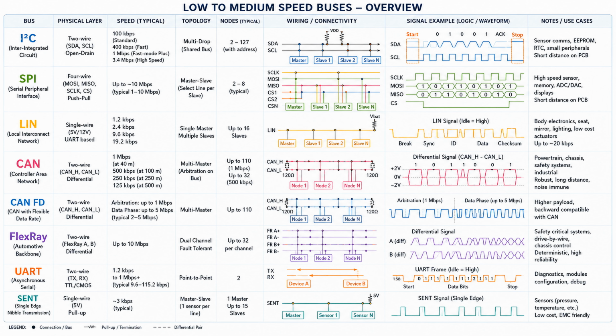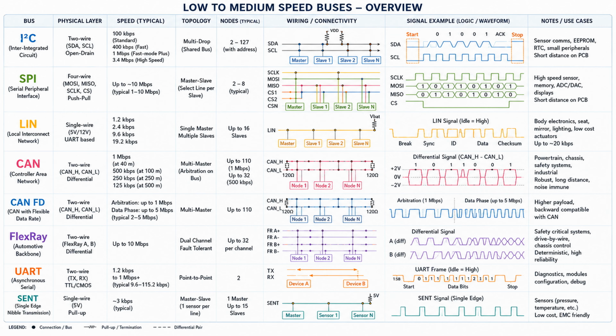I2C is extremely common in sensors, EEPROMs, RTCs, power management ICs, and low-speed peripherals. Its major advantage is simplicity and minimal wiring. Its limitation is relatively low speed and short PCB distance.